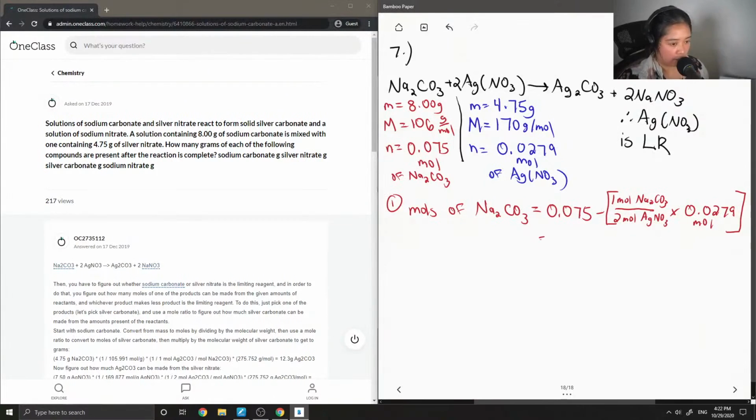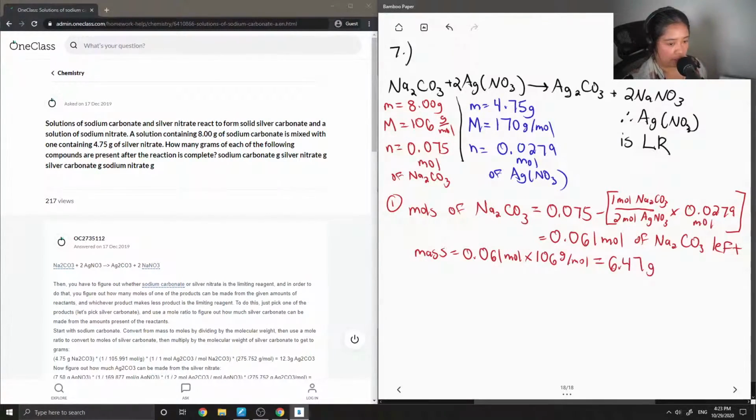And then we should get a value 0.061 moles of sodium carbonate left over. To find out its mass, it's going to be 0.061 moles times the molar mass, which is 106 grams per mole. And then we end up with 6.47 grams left over.